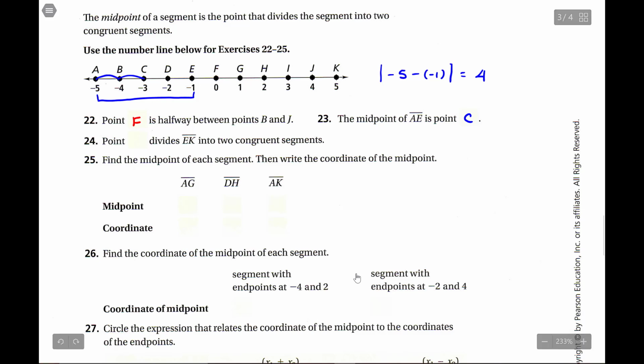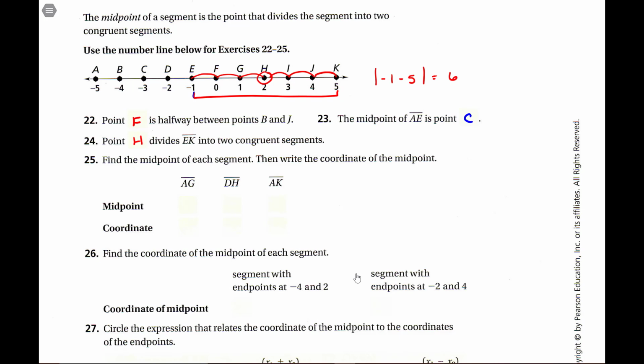All right, we were at number 24. It says the point blank divides EK into two congruent segments. So if we look at E to K, we go from -1 to 5. -1 minus 5 would end up being 6 in absolute value. So we can move 3 units to the right from E or 3 units to the left from K. Either way, both of them take us to point H.